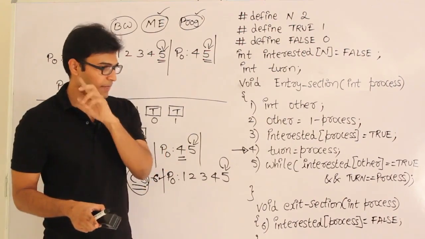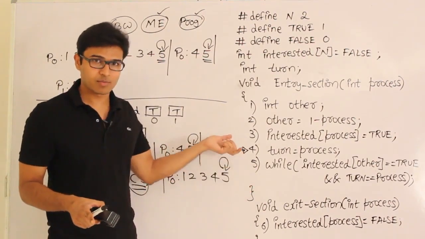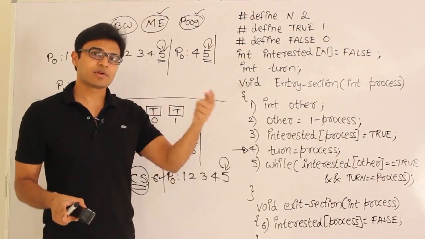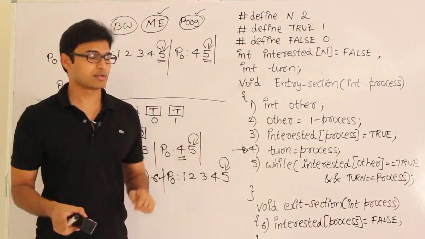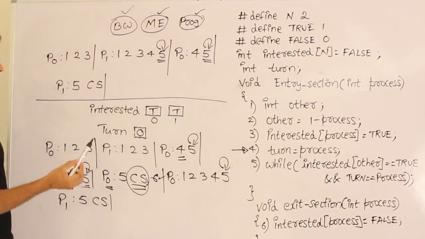What is bounded waiting? A process need not wait forever in order to get into the critical section. Therefore, here the process is not waiting forever. If you observe it, the process is waiting only for the other process to get into it and then come out of it. So definitely bounded waiting is also guaranteed. We are not going to wait forever.